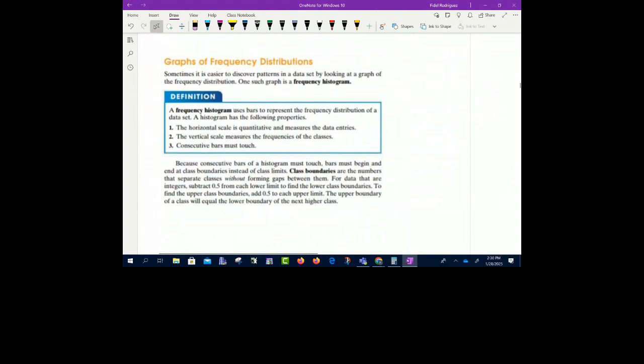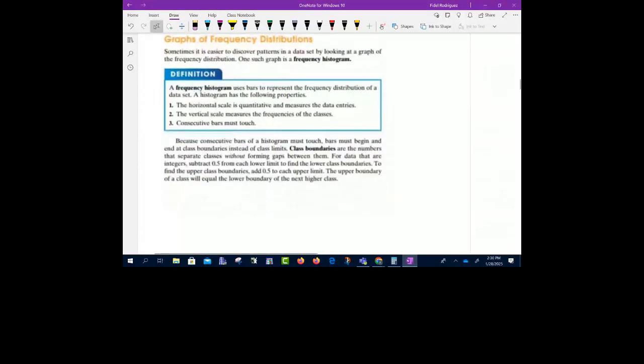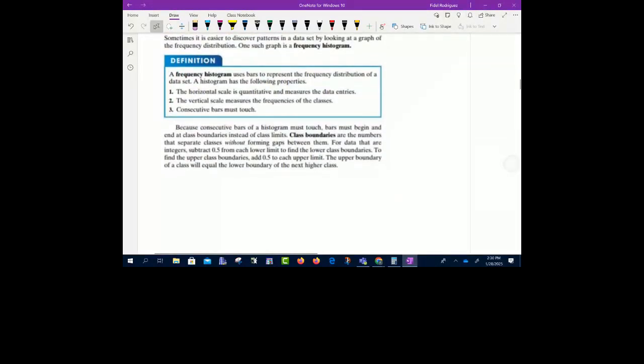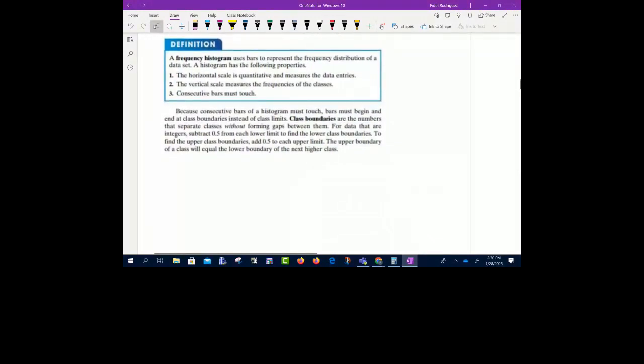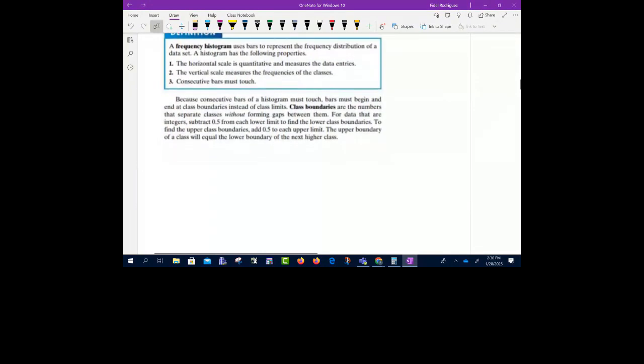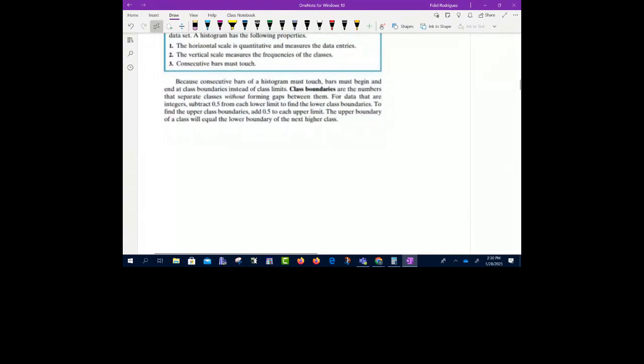Okay. So now, y'all, we're going to have something called a frequency histogram. It says a frequency histogram uses bars to represent the frequency distribution of a data set. Okay, and it says the horizontal scale is the quantitative and measures the data entries. The vertical scale measures the frequencies of these classes, and consecutive bars must touch. So it says because consecutive bars in a histogram must touch, bars must begin and end at the class boundaries instead of the class limits. Okay, I'll explain that in a minute, y'all.